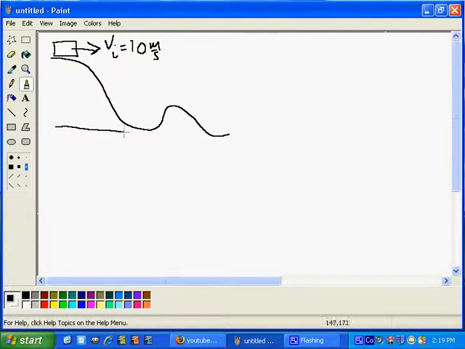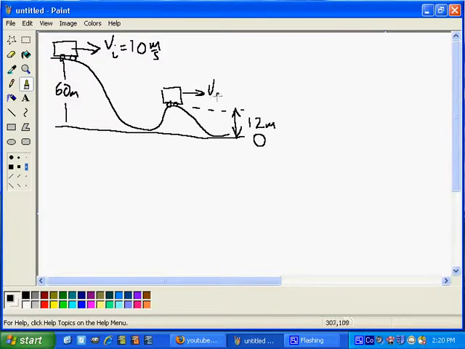This, we're going to say, is the ground, which is at a height of 0. This height here is going to be at a height of 12 meters, whereas this height here is going to be at 60 meters. Okay? Now, once the cart gets to this location, we're going to have to try and figure out what our final velocity is.